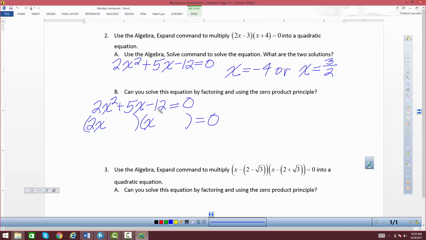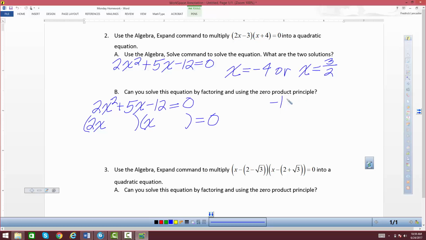Now the sign on my constant term is negative, so I know there's going to be a positive and a negative. Having this lead coefficient be something other than 1 makes it a little bit harder. I don't really know right now whether the minus goes here and the plus goes here or vice versa. So I'm going to look at the different ways that I can multiply two numbers together and get a -12.